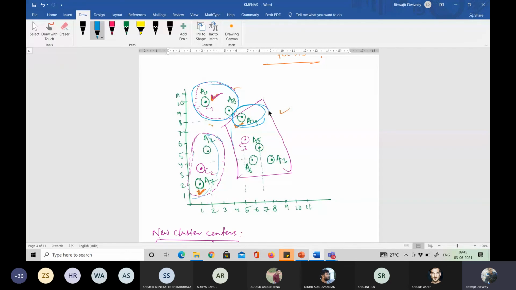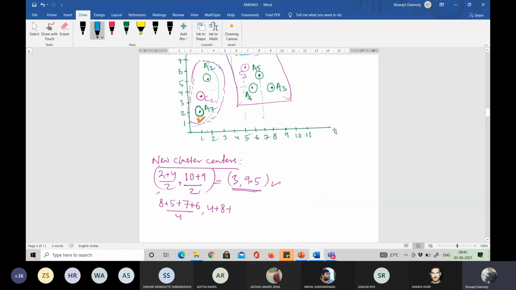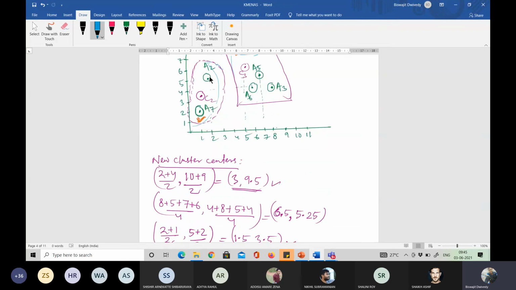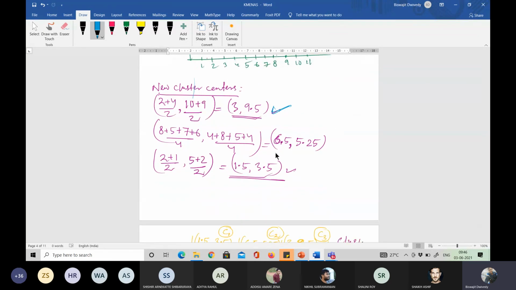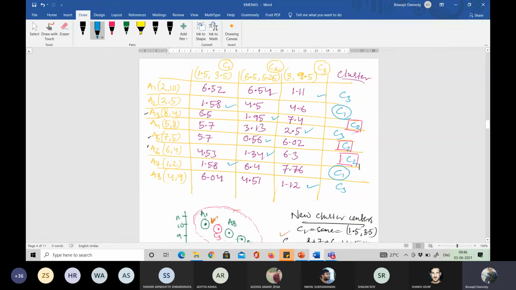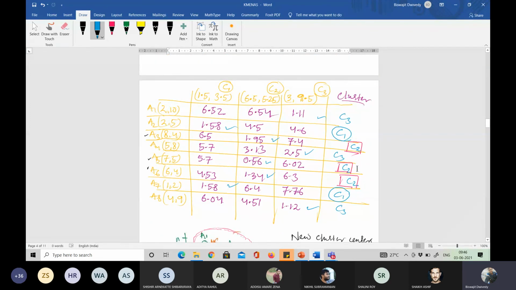So what is happening to this point? Again we have to update our cluster centers. We take the average of those cluster points and find the new cluster centers. The new cluster center will be the centroid of these cluster points. Those calculations have been done here: 3, 9.5 and 6.5, 5.25, like that. After finding these cluster centers, again we'll perform that set of calculations and find the distances. The process is very easy.